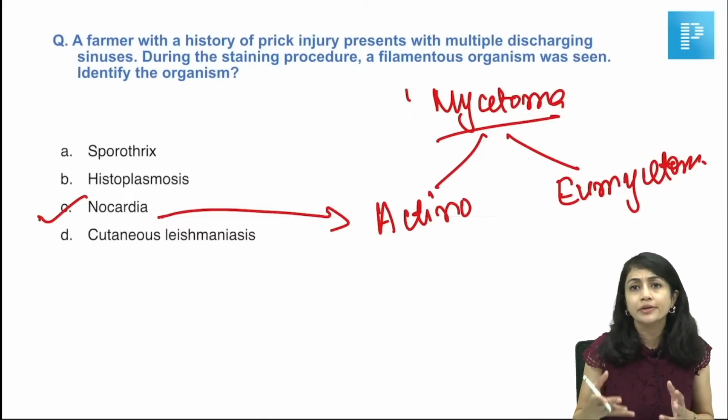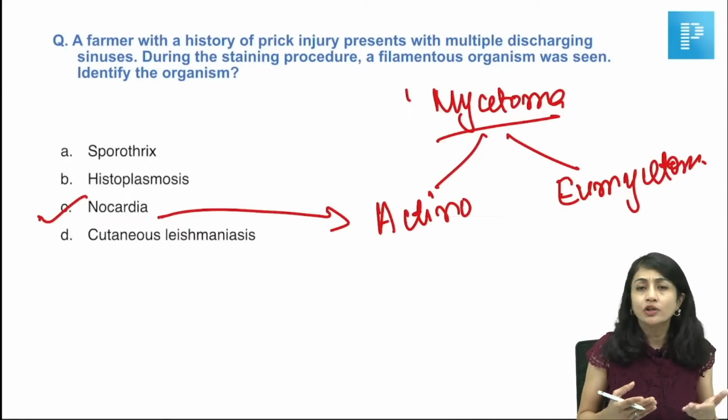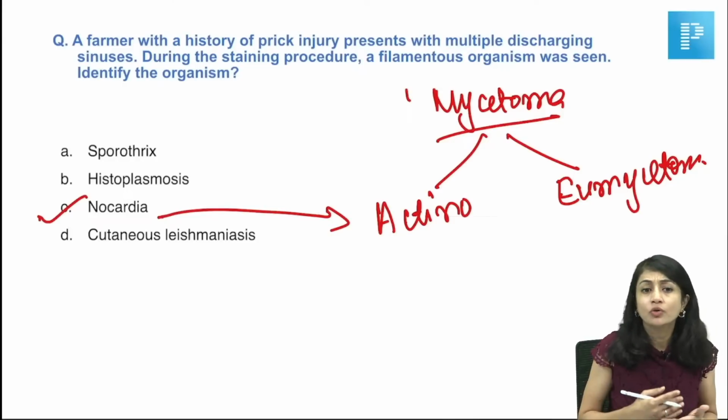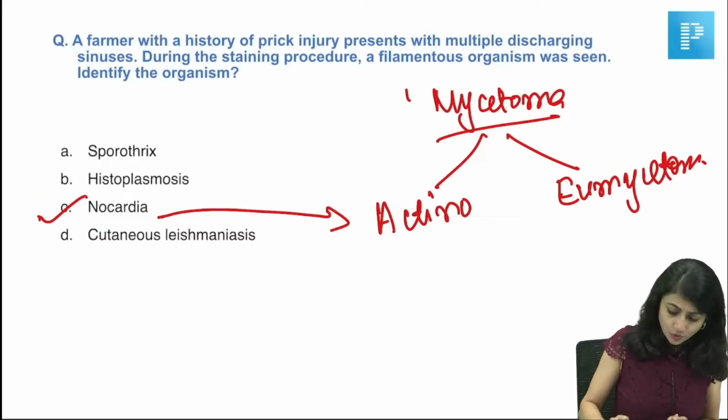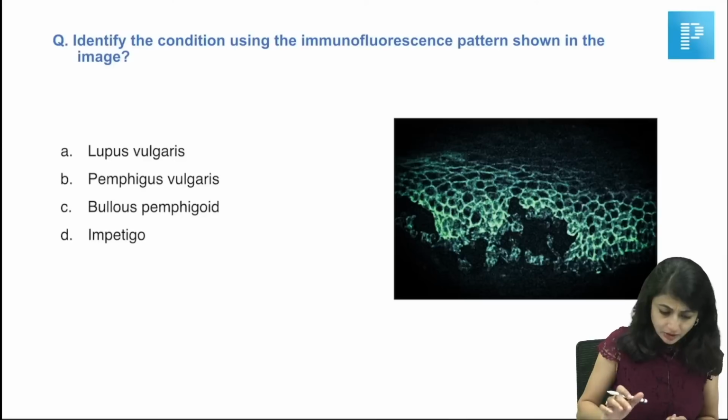You were given a clinical picture of mycetoma and you were asked the organism. So we know actinomycetoma causes mycetoma and actinomycetoma is caused by Nocardia. So Nocardia would be the answer here. Clear? So let's move on to the next question then.